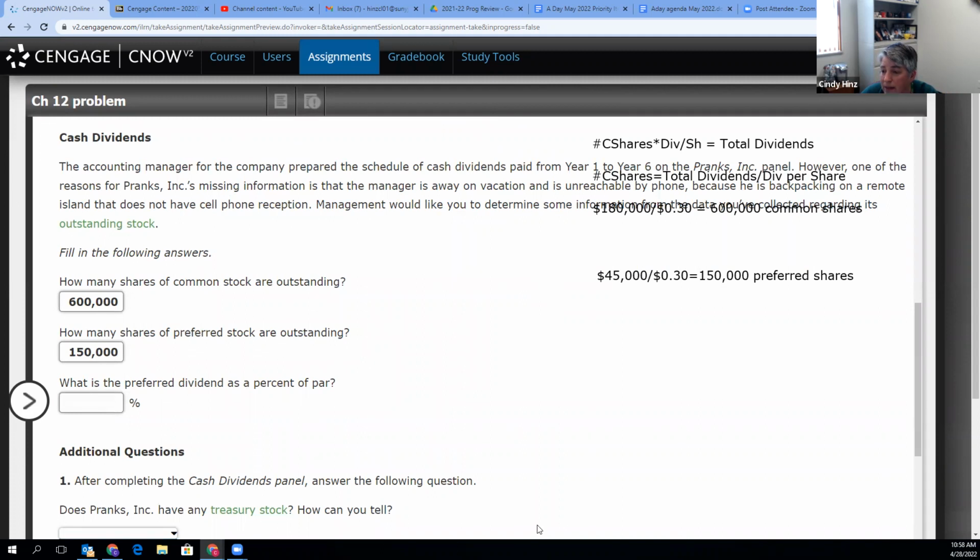So 30 cents divided by $30 is 1%. And so the stated dividend rate on that preferred stock must be 1%.